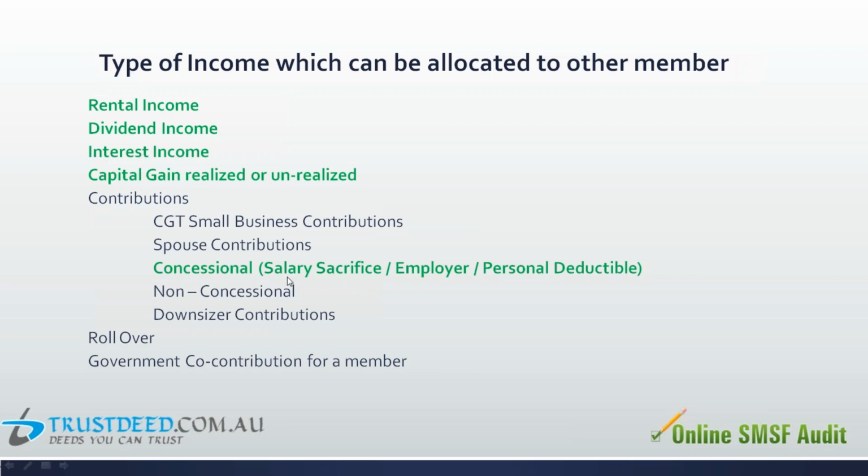So concessional contributions can be allocated to other members, to only the spouses. Non-concessional contributions cannot be allocated to another member.